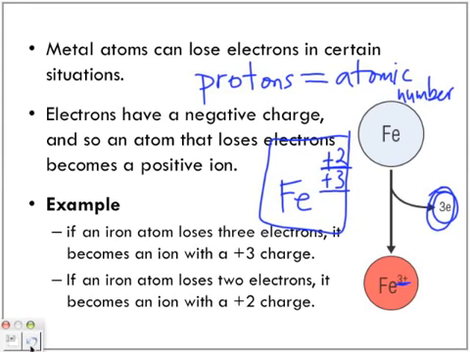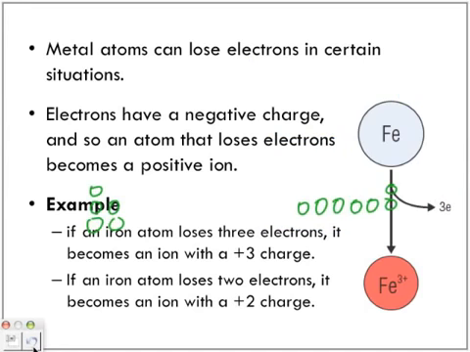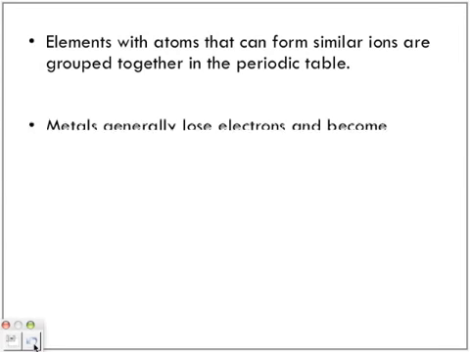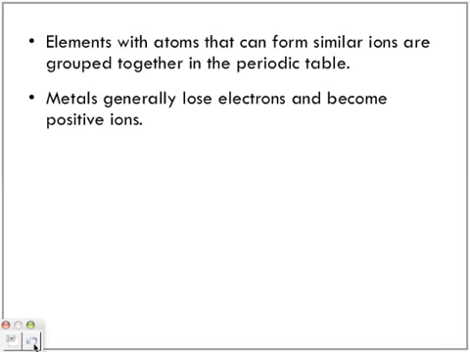Now, all the metals are the ones that have this positive charge. If you look at the non-metals, they all have a negative charge associated with them. That means they have gained electrons. Again, we're going to talk more about that in a later chapter. So, elements with atoms that can form similar ions are grouped together in the periodic table. Metals generally lose electrons and become positive ions.